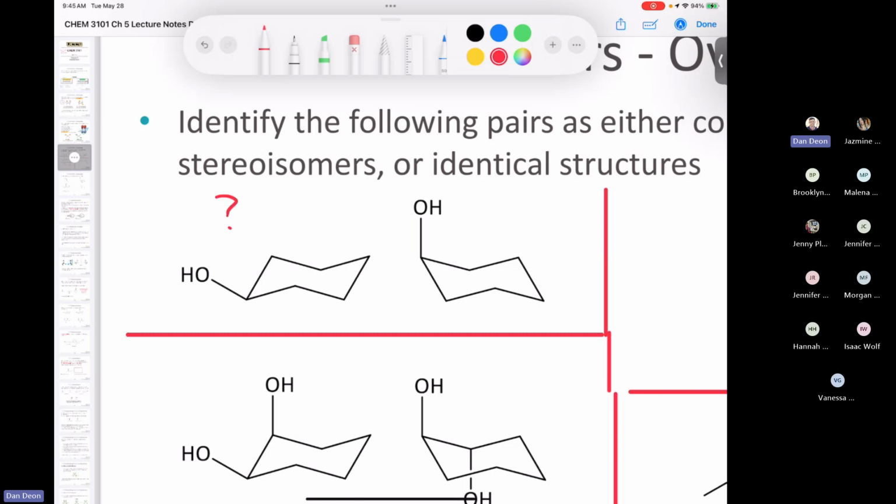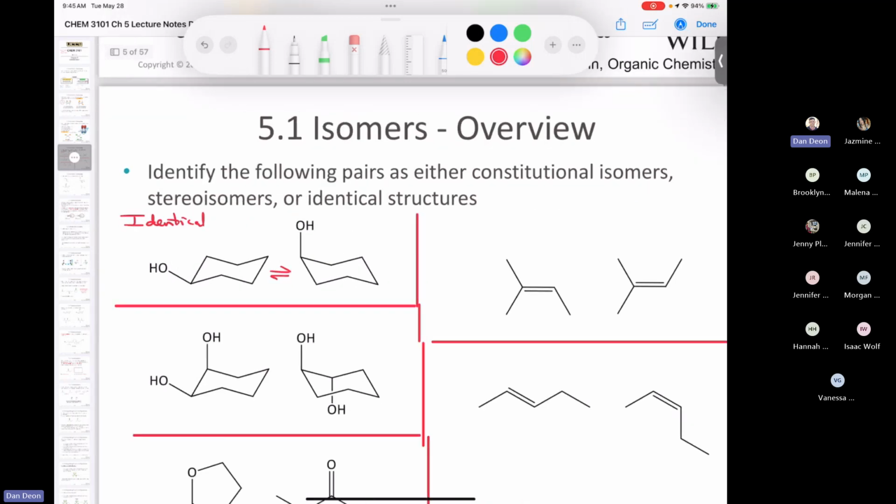So for this one, can anybody identify these compounds? Would these be identical? Would they be stereoisomers? Would they be constitutional isomers? So yeah, thank you. These two compounds are identical, aren't they? So these are identical. Okay, the only difference is that the chair has been flipped. Okay, we just flipped the chair. So in one, the hydroxyl is axial, and on the other one, it's equatorial. So those two are identical. They have the exact same connectivity.